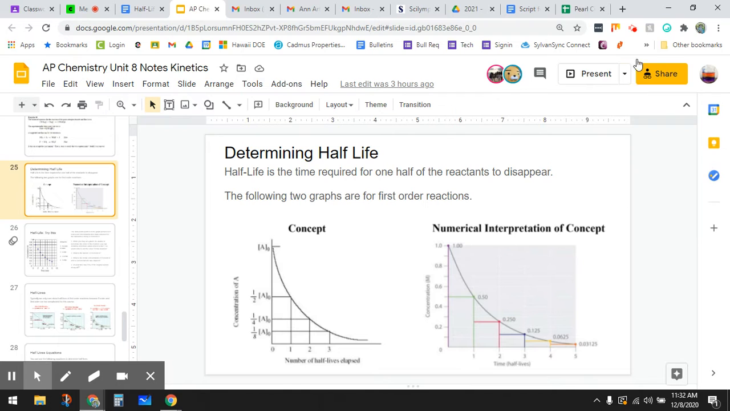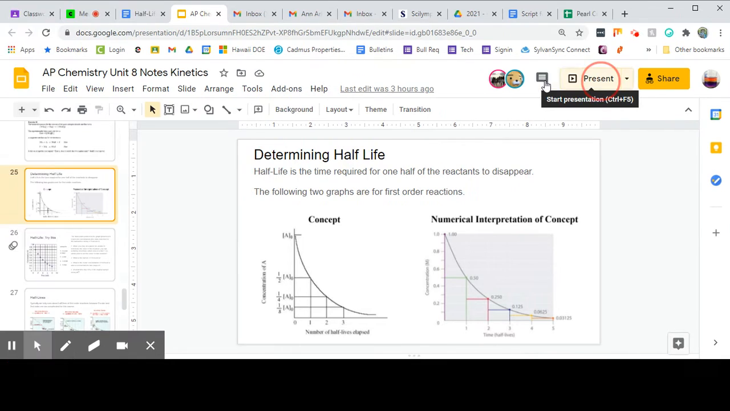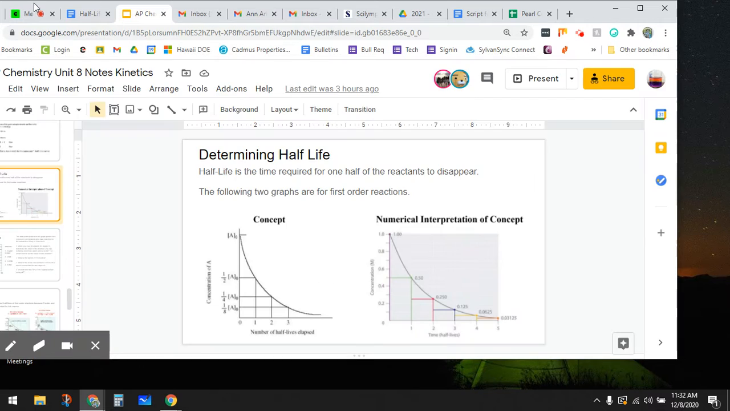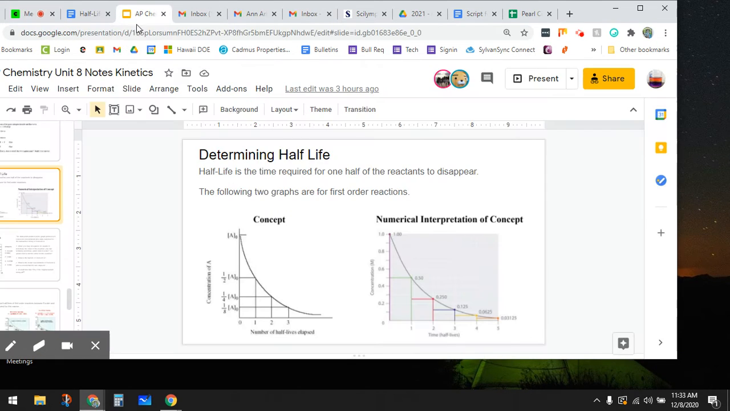Okay, so here, determining half-life. So y'all can see this, right? You guys see my screen, you saw this presentation, you can hear me. Okay.